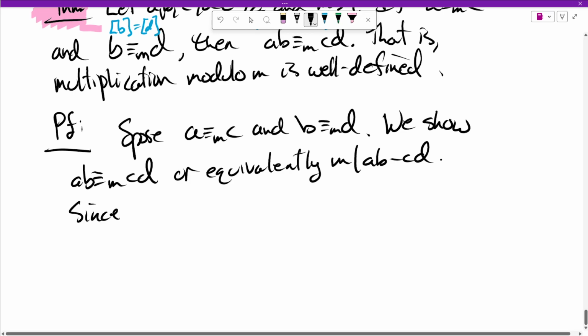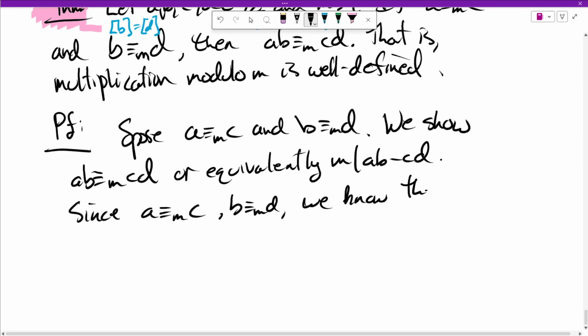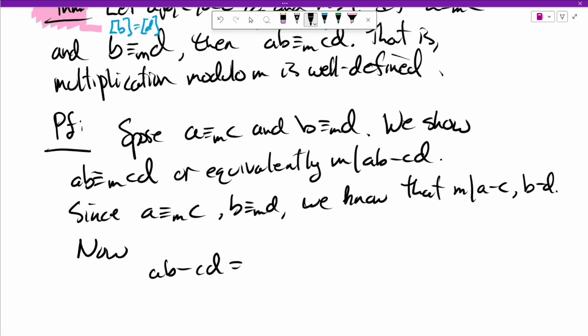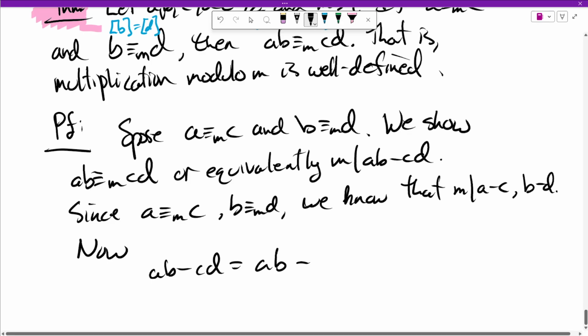Since A is congruent to C modulo m, and B is congruent to D modulo m, we know that m divides A minus C and m divides B minus D. Now, AB minus CD, that expression that we want to show that m divides, we can do some clever adding and subtracting here, I believe. I think if we add in a BC and subtract off the BC, then some magic's going to happen.